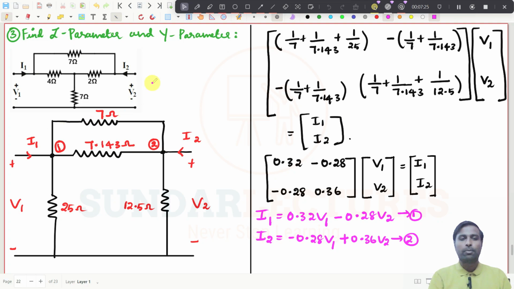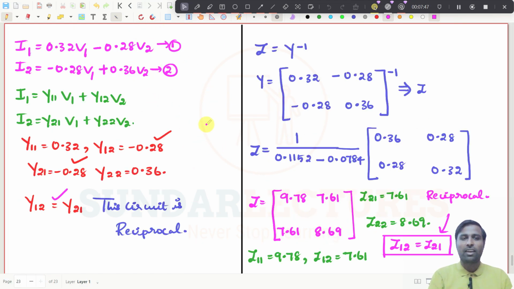And if you see any problems like this, where they are asking you to find the z and y parameters, then you need to convert the star to delta, and I have done that. Then we have applied KCL at these two nodes and written the expressions for I1 and I2, and we got the y parameter straight away. Then we took the inverse and got the z parameter, right? So this is how you need to solve the two-port network problems, right?